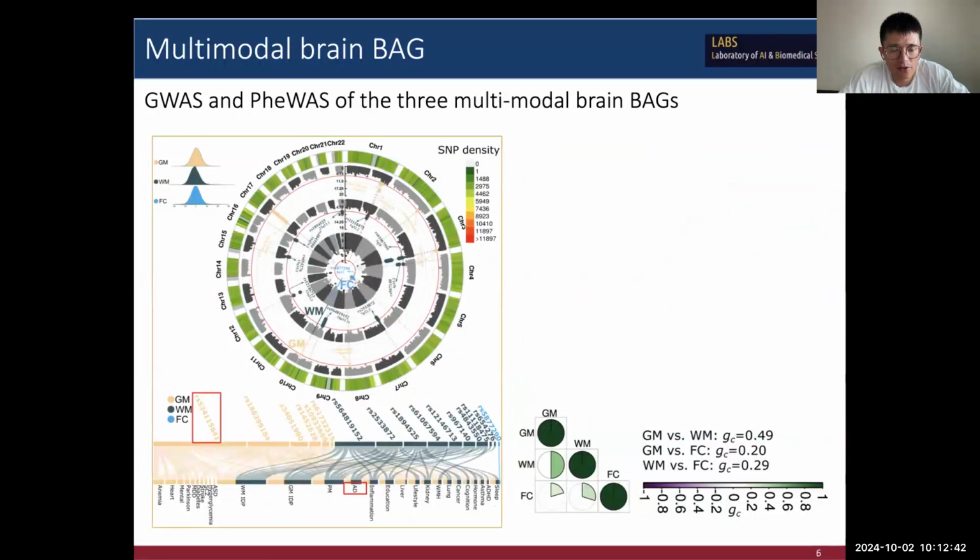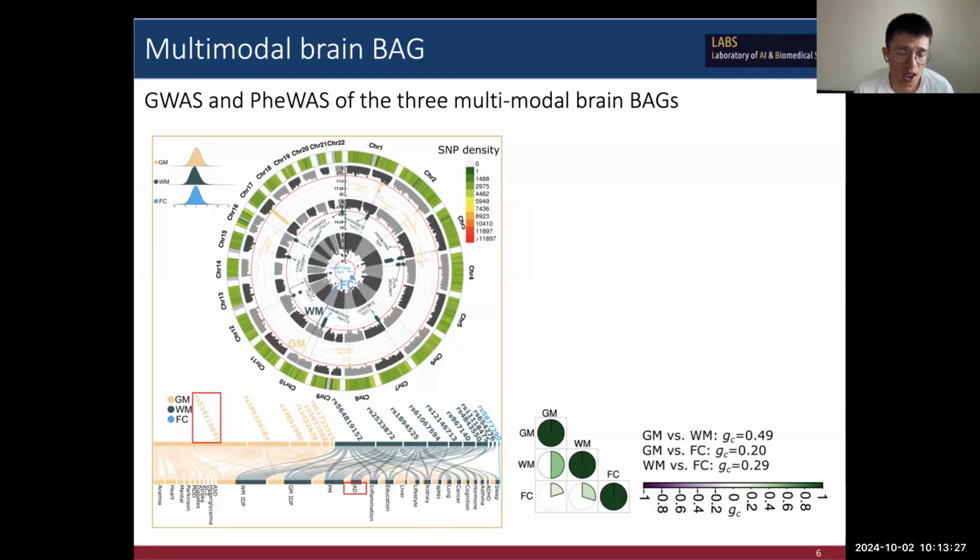So after we derived those three multimodal BAGs, we treated them as phenotypes in a genome-wide association study and identified in total 17 genomic loci. Those loci, especially for the gray matter BAG, were largely consistent with those identified in previous studies. The most prominent or significant genomic locus that was consistently identified across different groups is one on chromosome 17, and in the figure below, we showed how the SNPs within those genomic loci were previously linked in earlier GWAS.